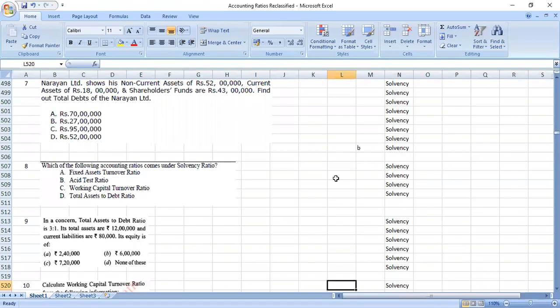Which of the following accounting ratios comes under solvency ratio? Fixed asset turnover ratio, asset test ratio, working capital turnover ratio. Total asset to debt ratio is a solvency ratio. Understood? All right.